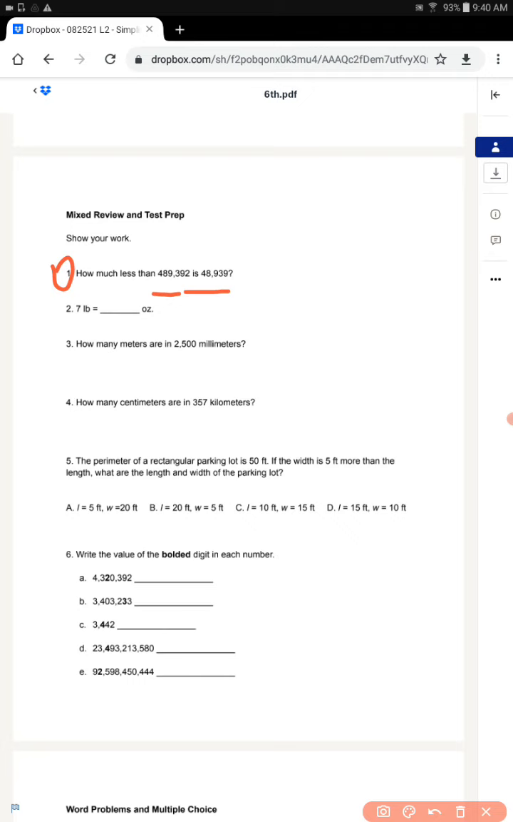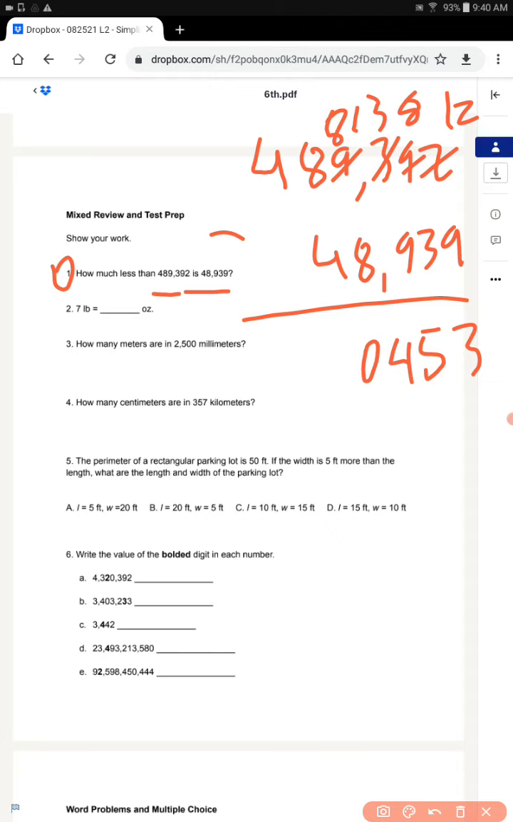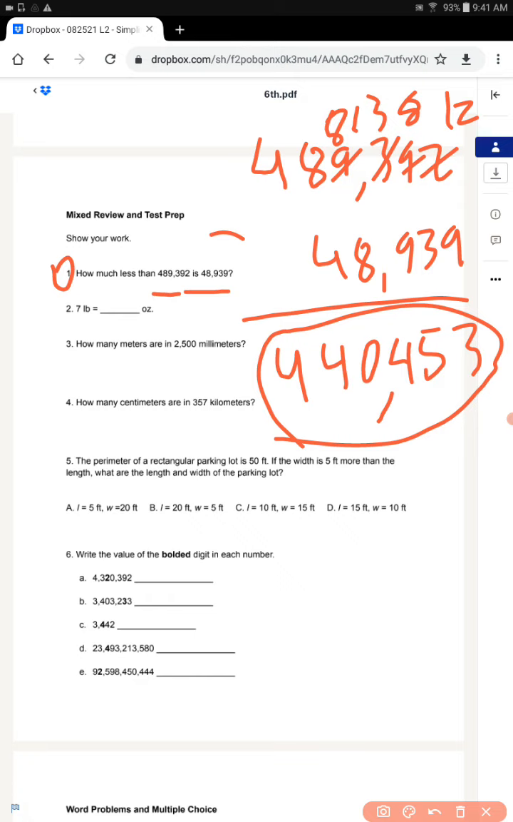So to do that, we need to subtract 489,392 minus 48,939. So this becomes 12 by taking away 1 from here, and get 3 and 5. Becomes 13, take away 1 from here, so we get 4, 0. And then we just get 4 and 4. So your final answer will be 440,453.